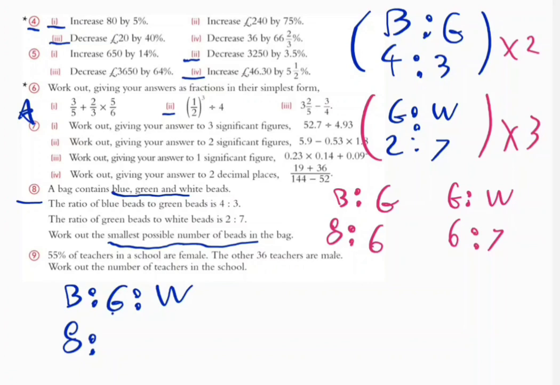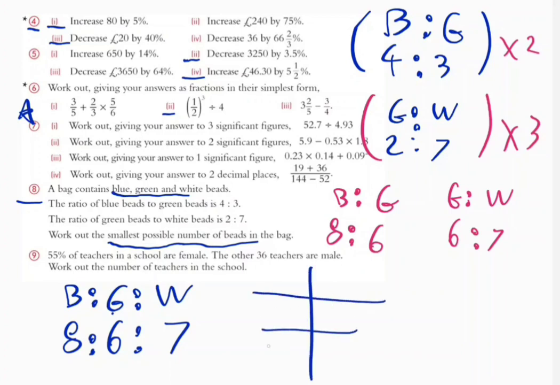But if it wasn't like this and they weren't equal, then I wouldn't be able to do that. But in this case the green is equal, so I can write down 6 here, and for the white it's going to be 7. So now this is the main ratio. And getting back to the question, it says work out the smallest possible number of beads in the bag.